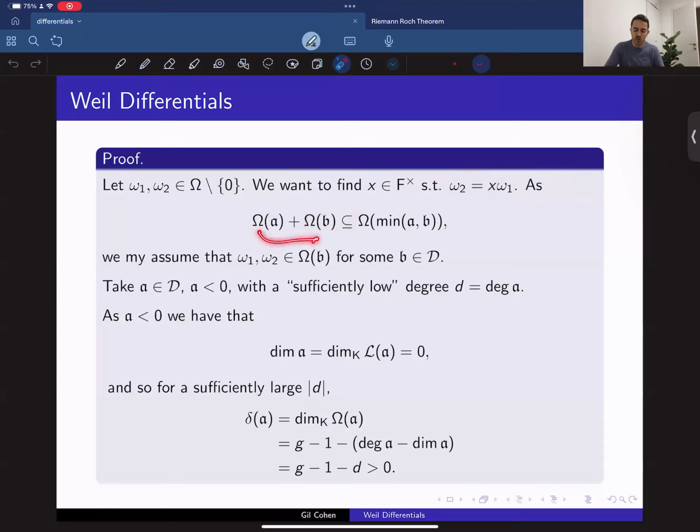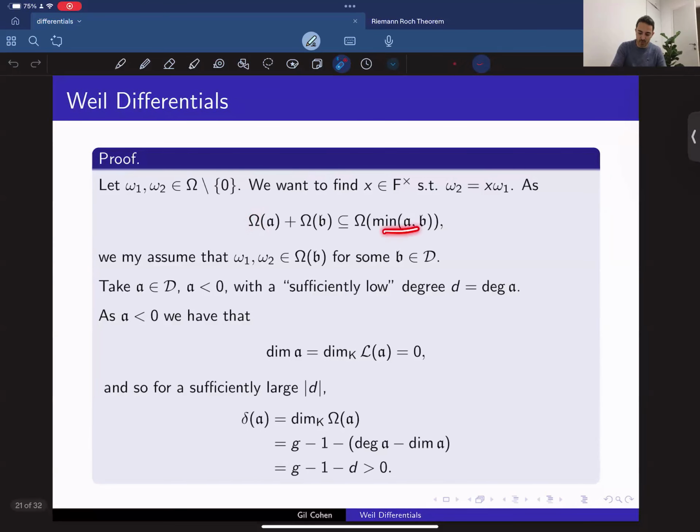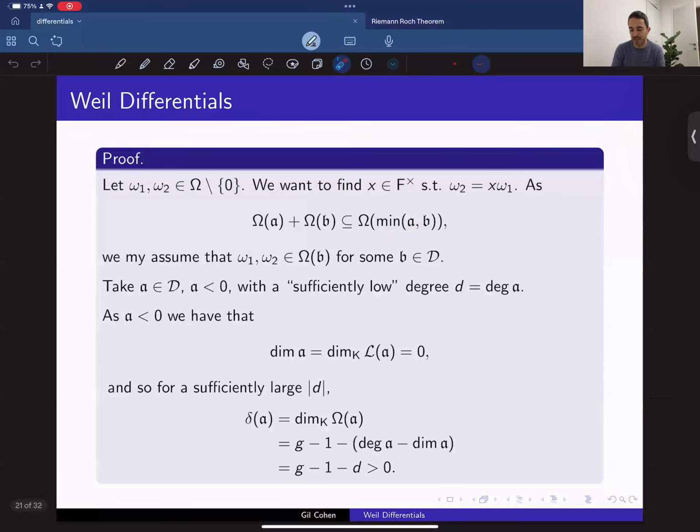But because the sum of the omegas always contains, not equal, but contains, the omega of the minimum divisor, you can just take the minimum divisor and, for simplicity, assume that both of these differentials live in the omega of the same divisor, the minimum of the initial divisors that you started with. From here on, we are going to denote it by B. So we assume that omega 1 and omega 2 are in omega of B for some divisor B.